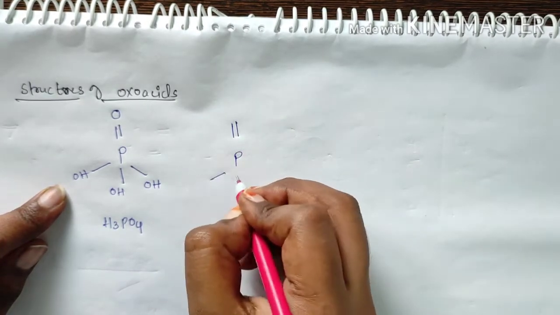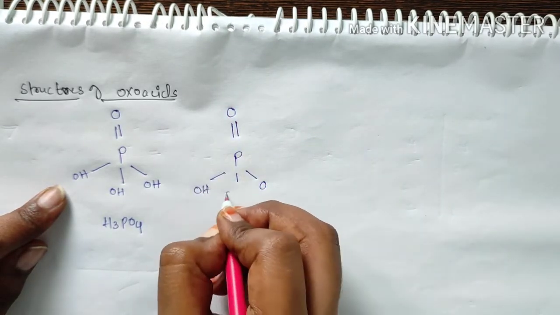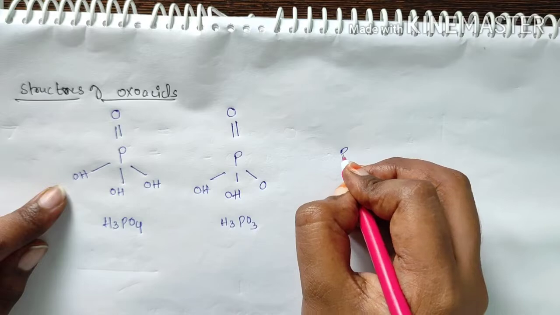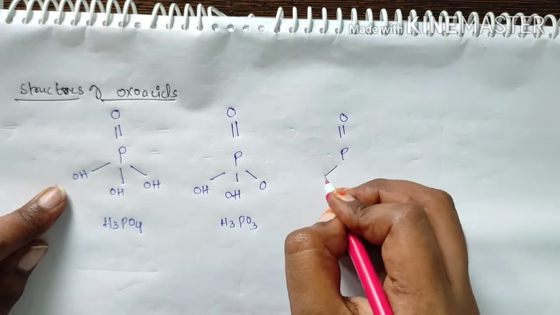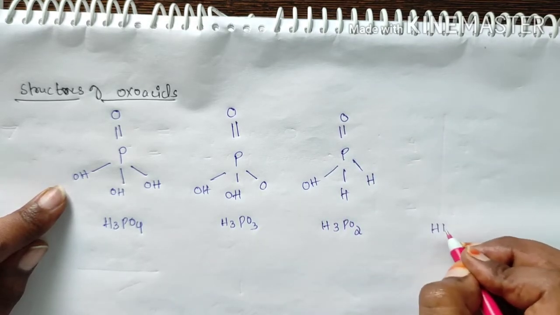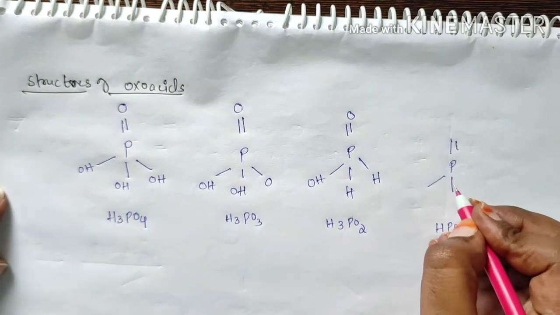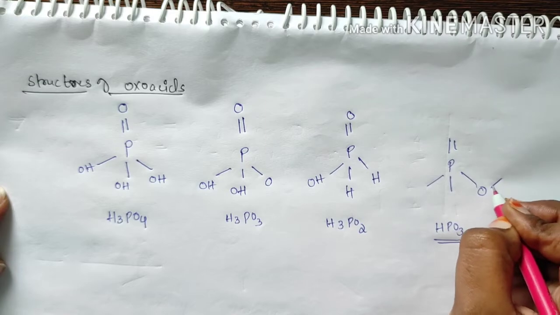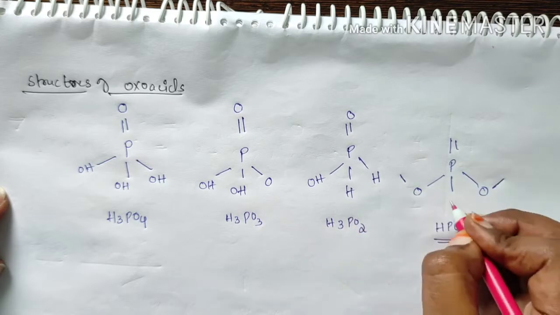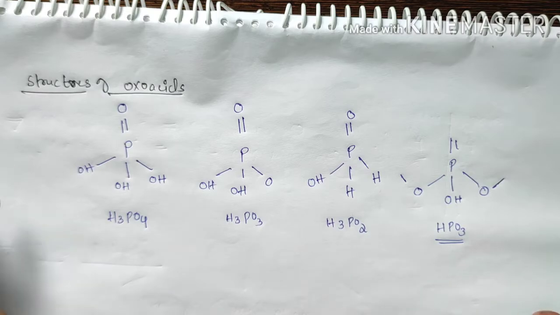The same framework will be present. 1 oxygen through double bond, 1 through single bond and 2 OH groups. And the next will be H3PO2. Phosphorus, oxygen, OH, H and H. Now HPO3. This will be in the form of a polymer. It will be connected to another molecule of HPO3 and another molecule of HPO3 over here and an OH group connected over here. These are the structures of some of the important oxoacids.